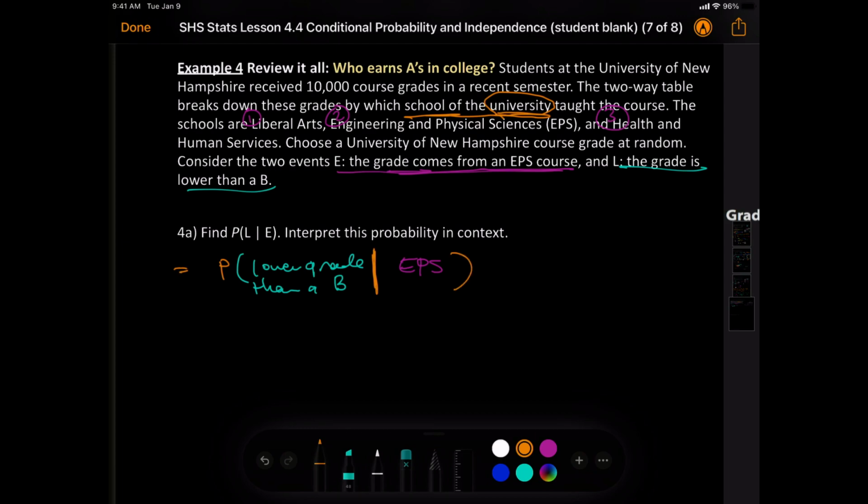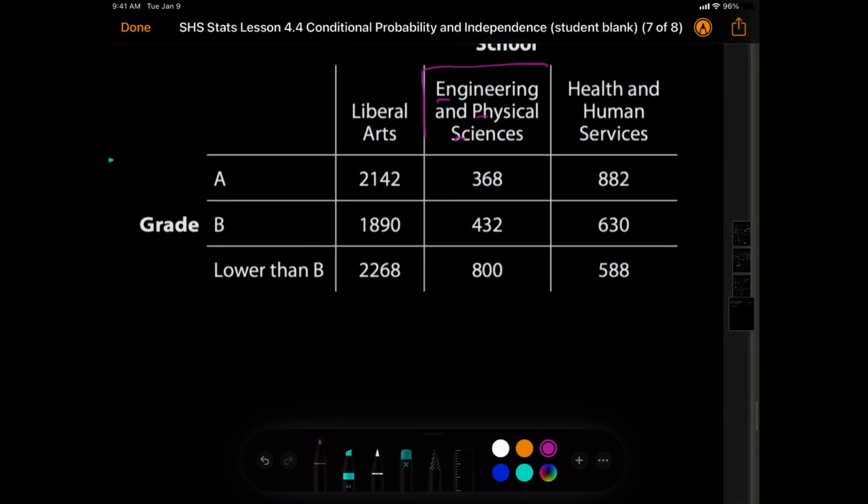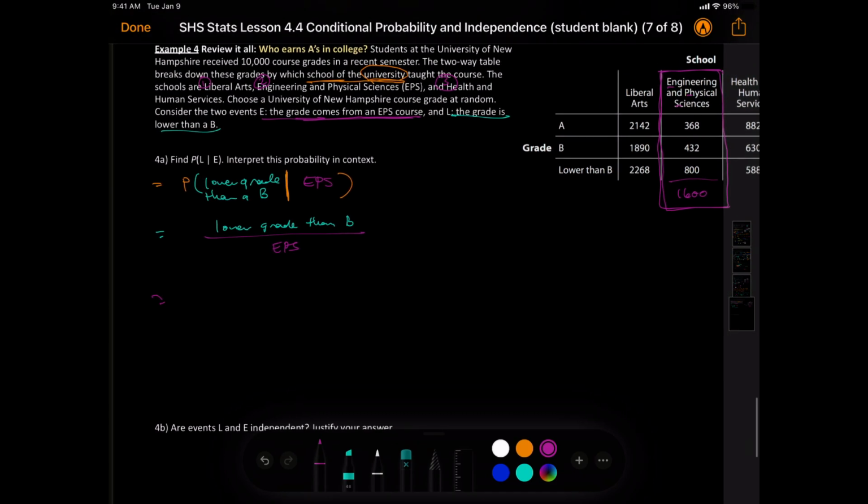Okay, so let's take a look at what we see here. Again, the question is which one do we use, the light blue or the pink? Lower grade than B. Okay, pay attention. Given the condition is from EPS. So let's find that EPS. EPS is the engineering physical science, so right here. Given from this school, if you add all of those up, you will get 368 plus 432 plus 800, which gives me 1,600. Okay, based off of that condition, right?